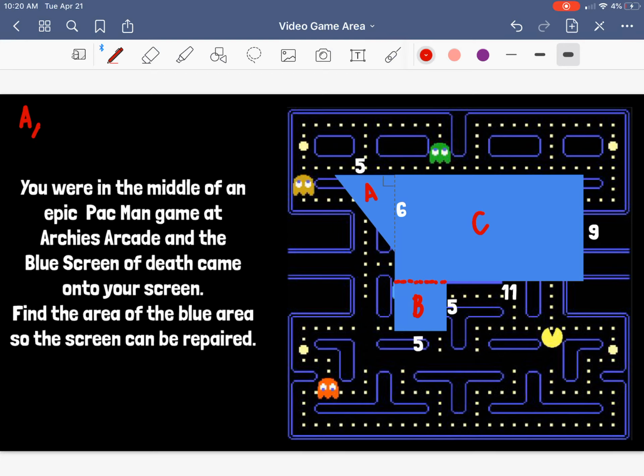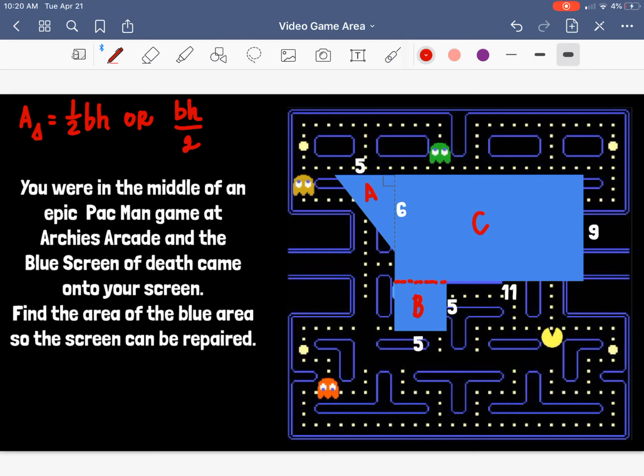We know the area of a triangle formula is 1/2 base times height, which is the same thing as base times height divided by 2. So we definitely need a base and we definitely need a height.